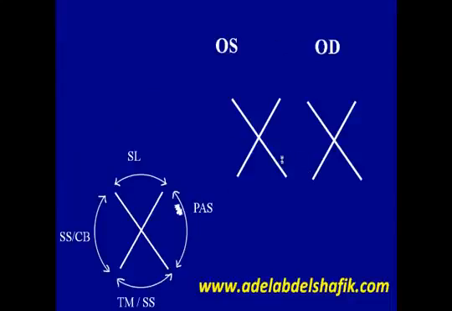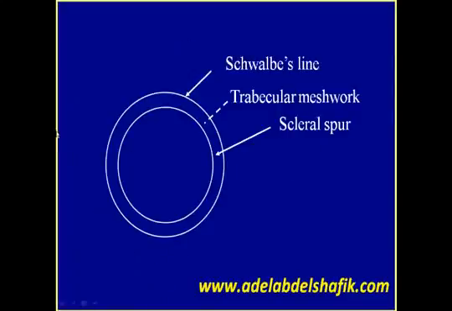Then you start to write down here, say, you get peripheral anterior synechia. Here, trabecular meshwork is seen, scleral spur is seen. Here, scleral spur and ciliary body is seen, Schwalbe's line, and so on. So you can just write it down. I personally prefer this one.